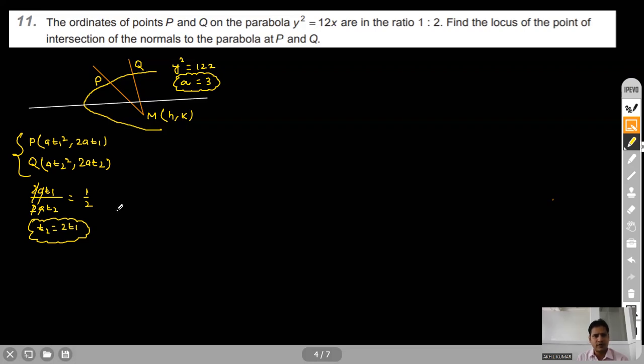We can write the equation of PM and QM also, and we can take the intersection point. That way also we can proceed. So what I'm thinking, let me write the equation of this PM.